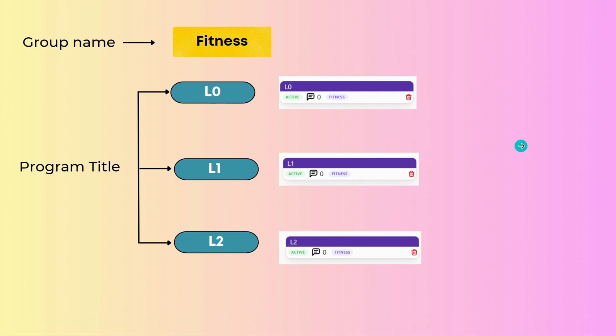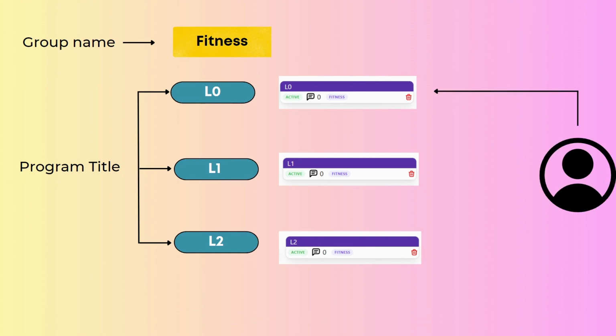Now let's say a person, maybe through your Instagram ads or Facebook ads, registers for your L0 webinar. His name will be directly added to the L0 program. Now, if he is interested after the webinar in any of the courses and he upgrades, then his name will be automatically removed from L0 and added to L1. That means he'll stop getting the messages from L0 and start getting messages from L1. Same goes with L2 as well. If he upgrades, his name will be removed from L1 and added to L2.